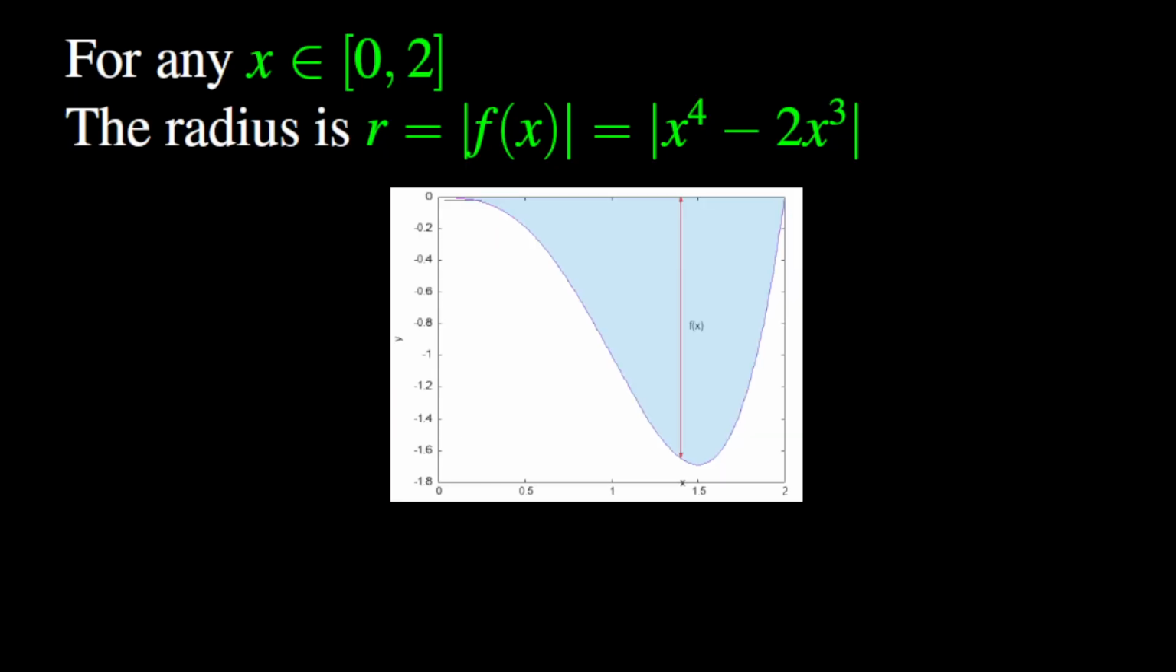The shaded region on the following graph corresponds to the region that will be rotated around the x-axis to obtain the solid. It is clear that, for any x in the interval from 0 to 2, the radius of the disk is given by the absolute value of the function f of x. This is the distance from the axis of rotation to the curve y equals x to the power 4 minus 2x cubed.